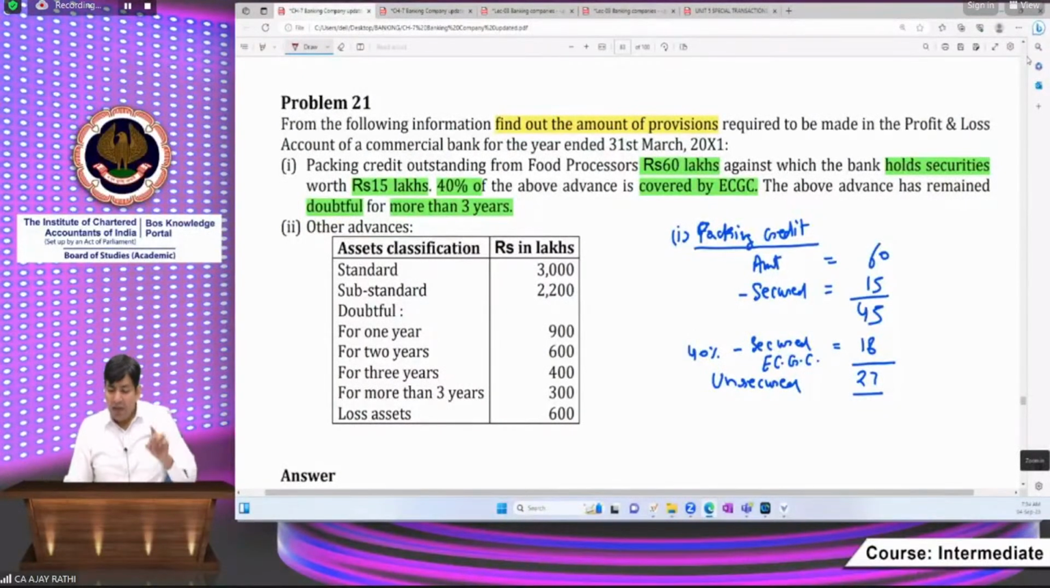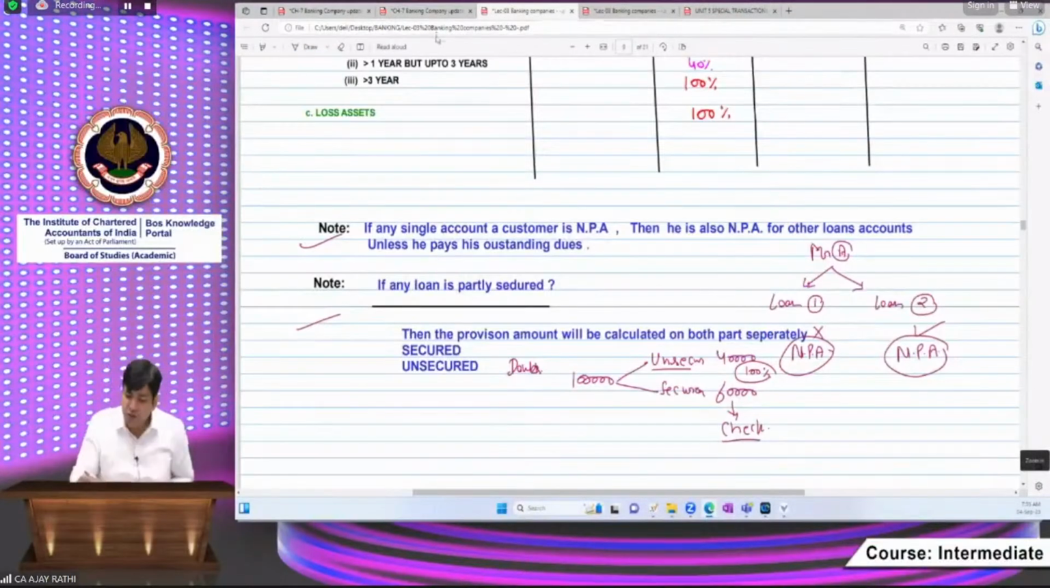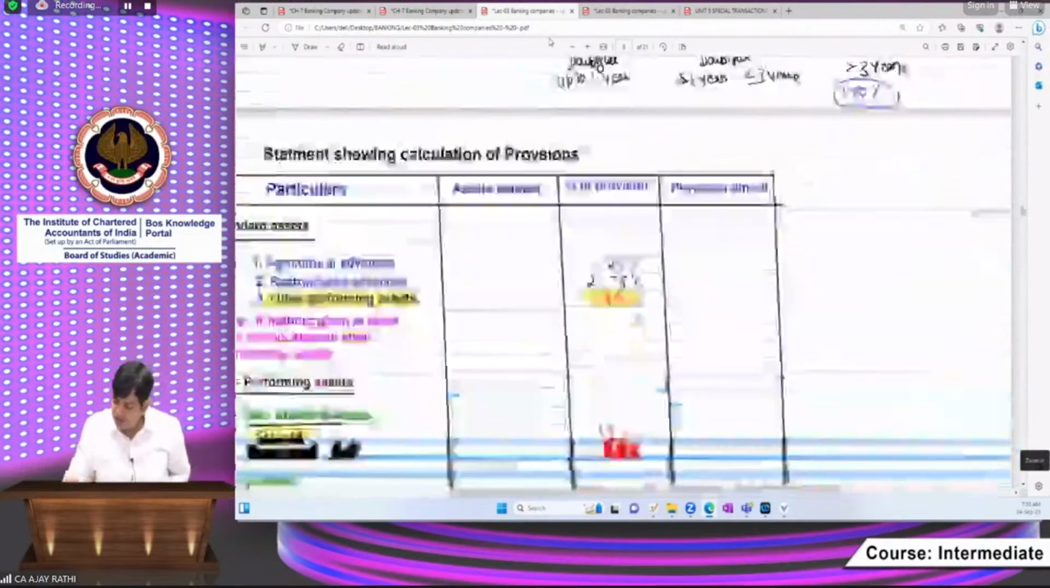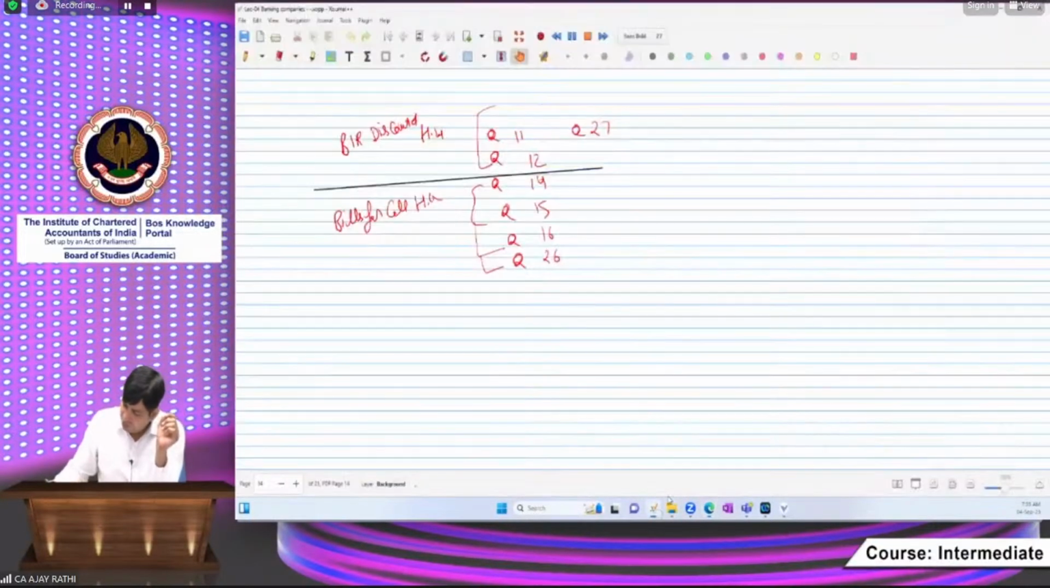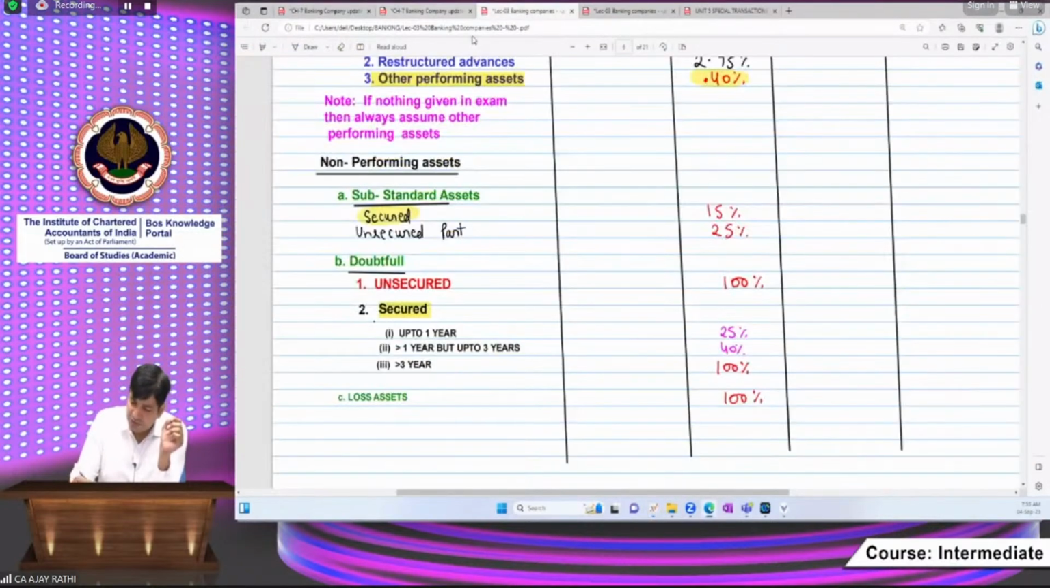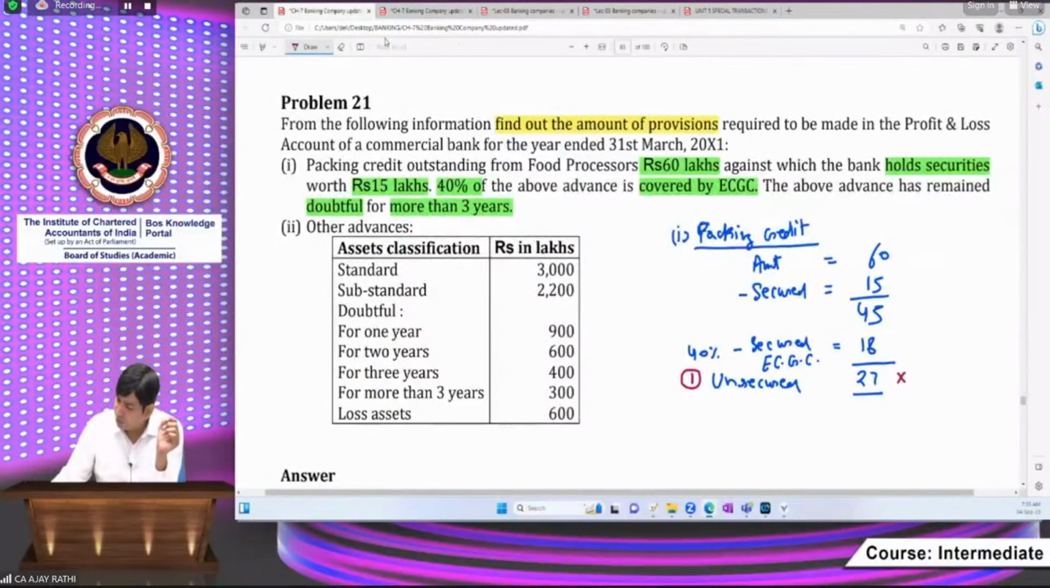Yes. Now see, I told you in the last session, beta, to categorize these amounts. The total 60 lakh has been divided into 3 parts. Number 1, totally unsecured. It is doubtful and unsecured and more than 3 years. You have prepared a chart that if it is doubtful and the unsecured part is there, then we don't need to check whether it is more than 1 year, 3 years, etc. Directly we create 100% provision without seeing the duration. So we calculate the provision directly without categorizing into the period, multiplied by 100% on this unsecured part.